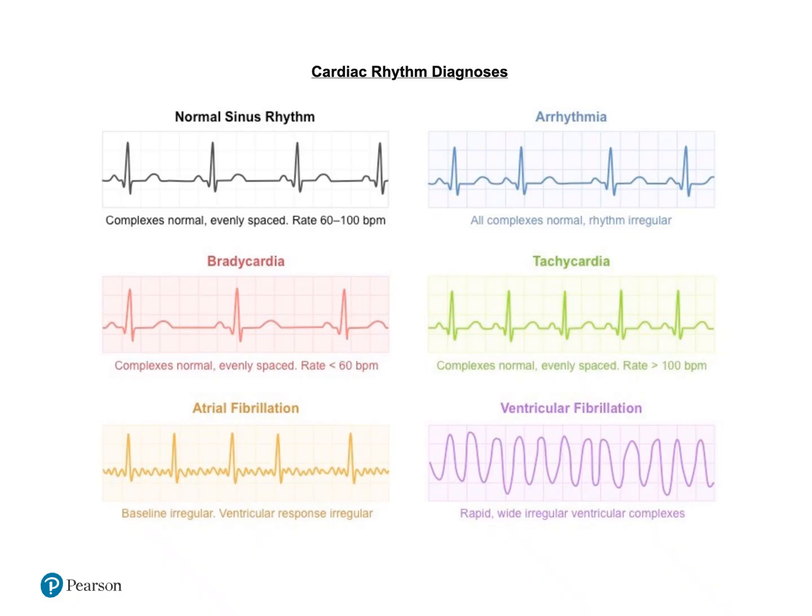Atrial fibrillation is marked by chaotic atrial activity, producing an irregular baseline and inconsistent ventricular response. Finally, ventricular fibrillation represents complete electrical disorganization: rapid, wide, irregular complexes with no coordinated contraction, an emergency that requires immediate defibrillation. Recognizing these patterns is essential for interpreting ECGs and assessing cardiac function in real time.